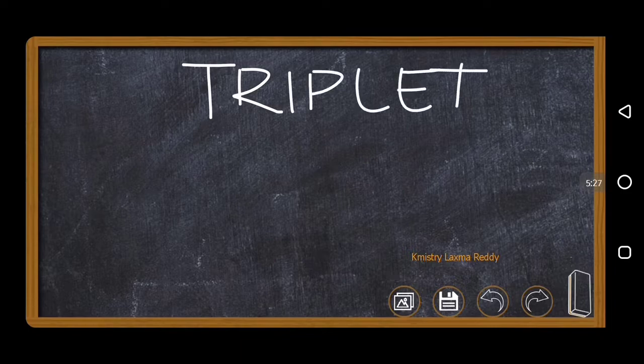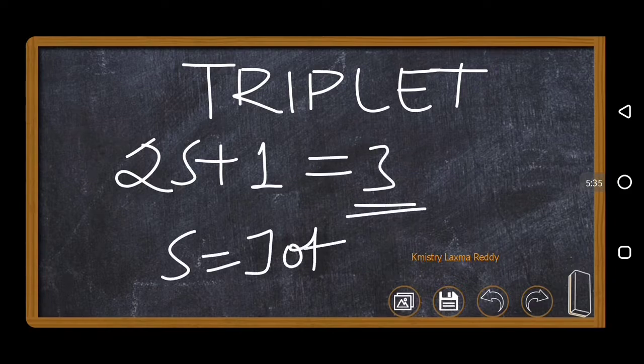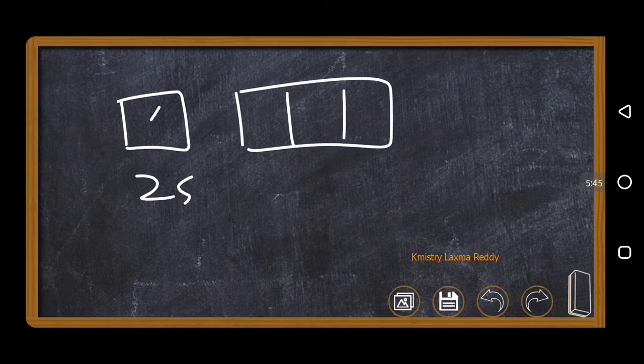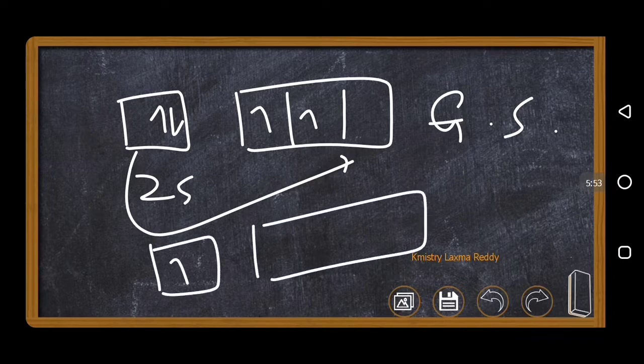Triplet carbene means 2s plus 1 must be equal to 3, where again s is the total spin of electrons. Let's see how it happens. Now carbon's electronic configuration, 2s orbital and 2p orbital I am taking. This is in general the ground state electronic configuration, as we were discussing just now. One electron jumps here, so the electronic configuration will be like this.